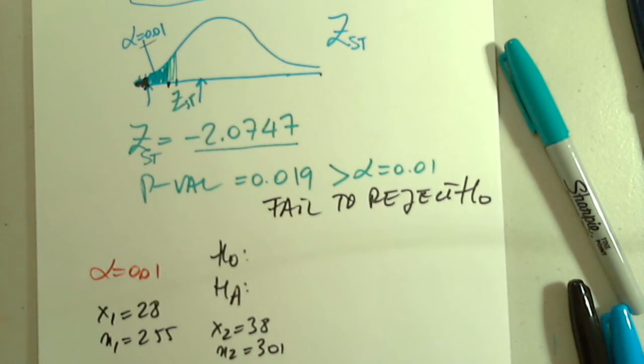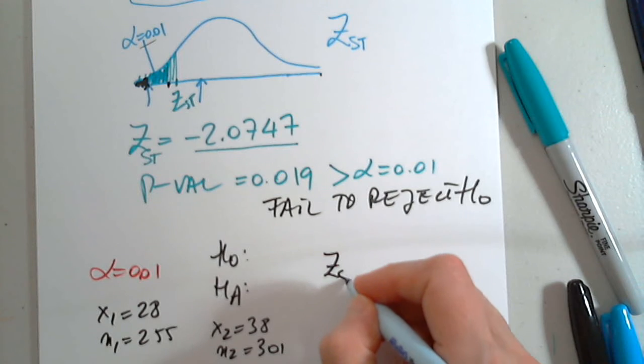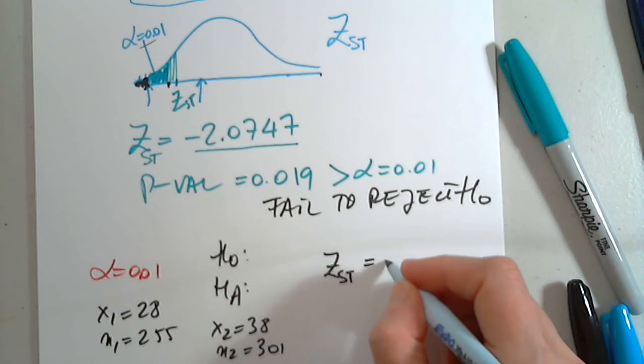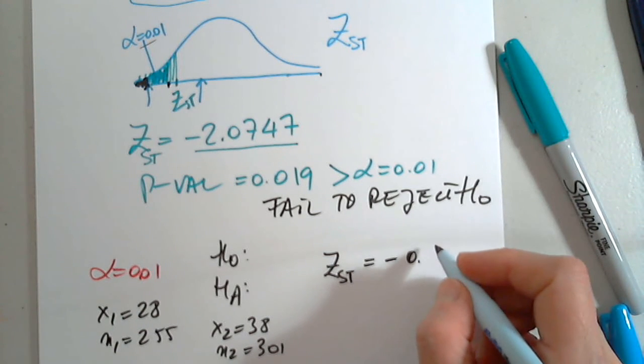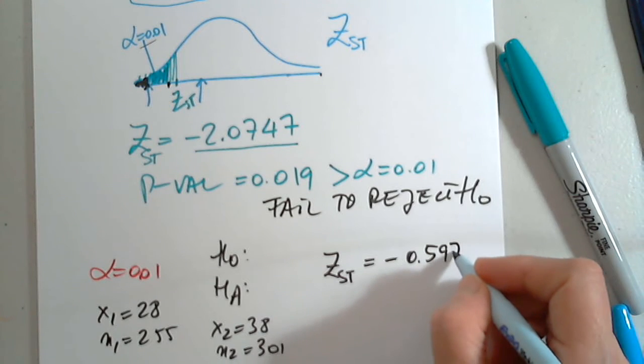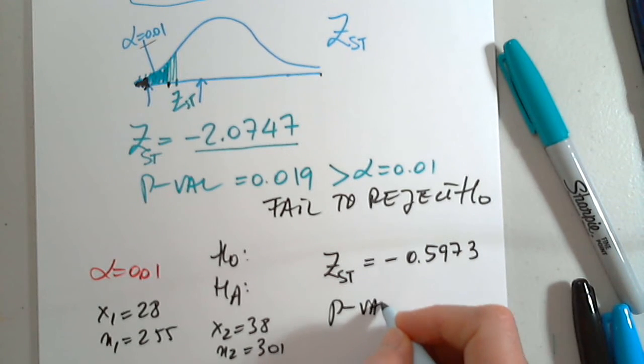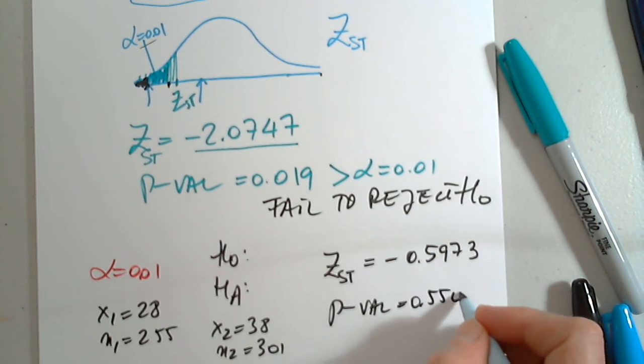Wow! Look at the p-value. I like the way it pops up with the shade. So a z statistic, or z0, if that's what you want to use, it's fine. Negative 0.5973, and the p-value is 0.5503.